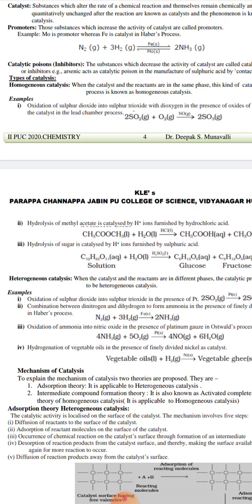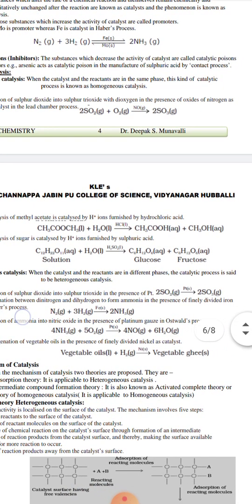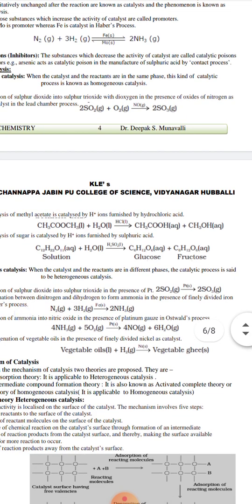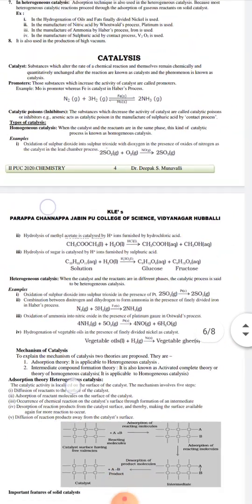One more example is hydrolysis of sugar, acid catalyzed hydrolysis of sugar. So cane sugar we can write as C12H22O11, which is known as sucrose. C12H22O11 on treatment with water in the presence of acid H2SO4 converts into glucose and fructose. Here also sucrose, water and catalyst are all in the same physical state, hence it is known as homogeneous catalysis. Next part here, heterogeneous catalysis.